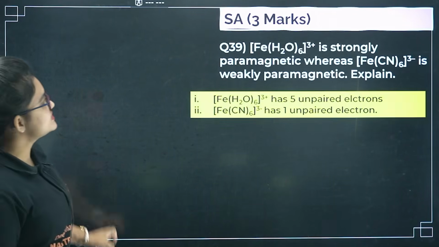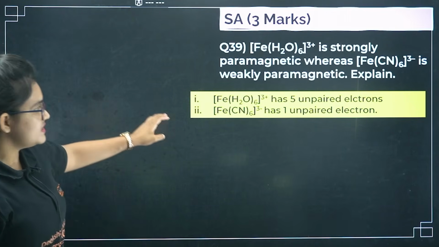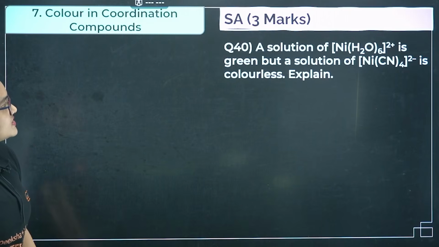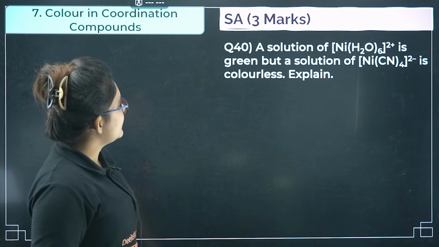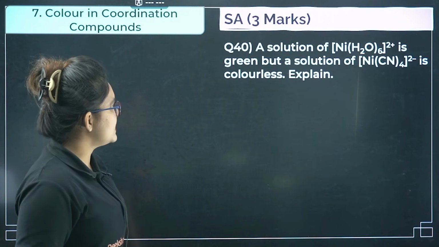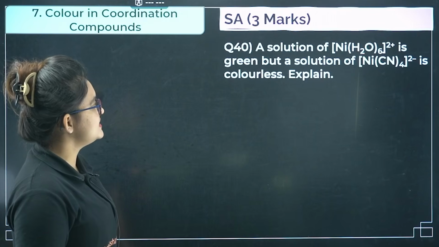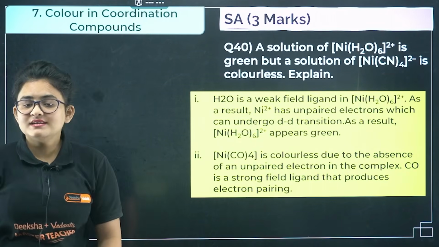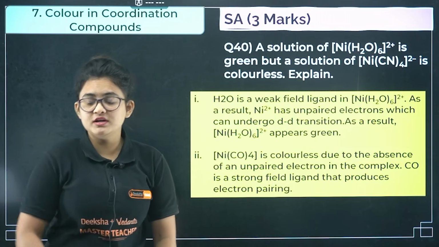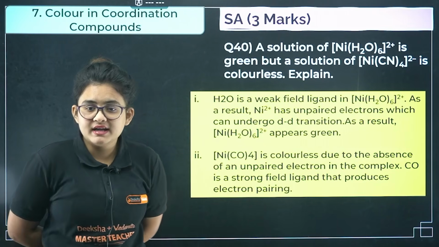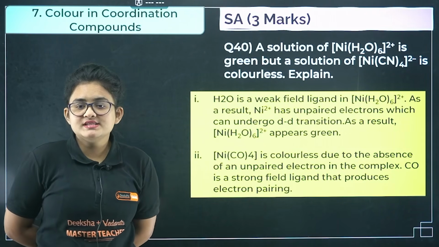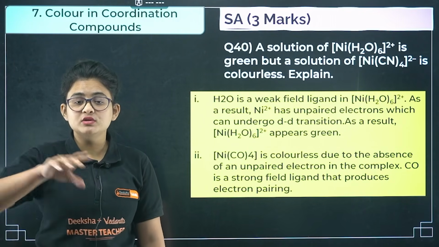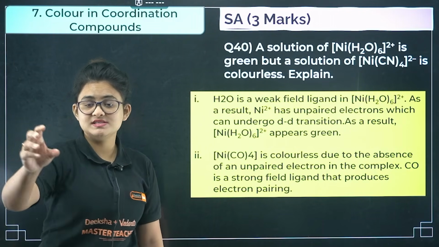[Fe(H2O)6]3+ is strongly paramagnetic, for the same reason, you can see, because of the unpaired electrons. Next, a solution of [Ni(H2O)6]2+ is green, but a solution of [Ni(CN)4]2- is colorless. So the reason is again the field of the ligand. H2O is a weak field ligand, right? So as a result, unpaired electrons are present, and unpaired electrons mean it will undergo d to d transition, right? And hence you will see the color.